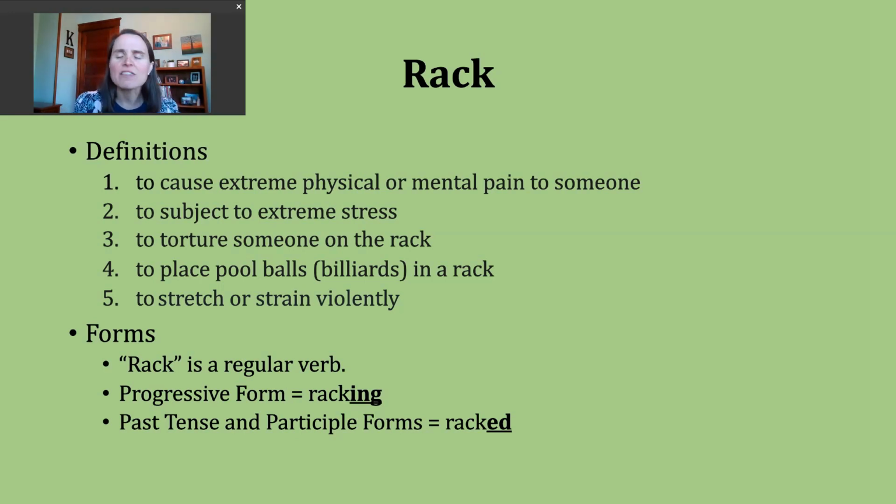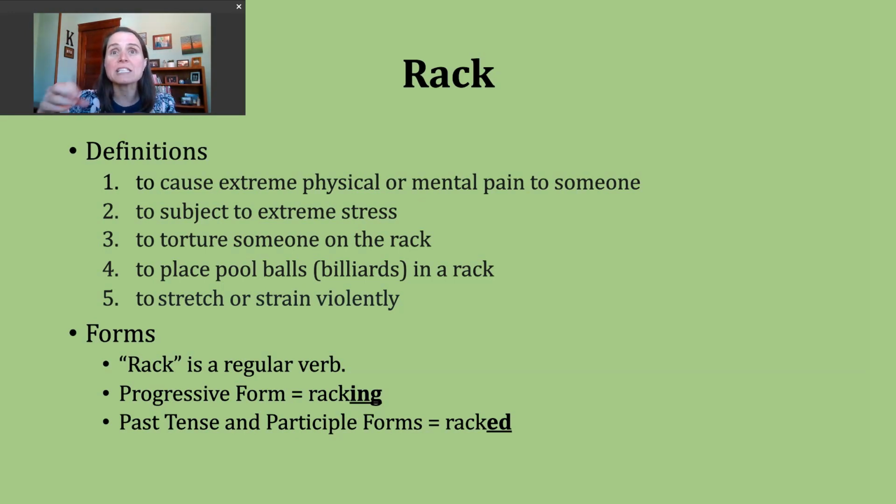A third way the verb rack gets used, and it's more in a historical context, was a method of torture. So people would be strapped to this particular instrument, right, and sort of stretched in opposite directions, a very painful death. It isn't generally happening here in 2024, but if you're reading historical texts, you might encounter that definition used in that text.